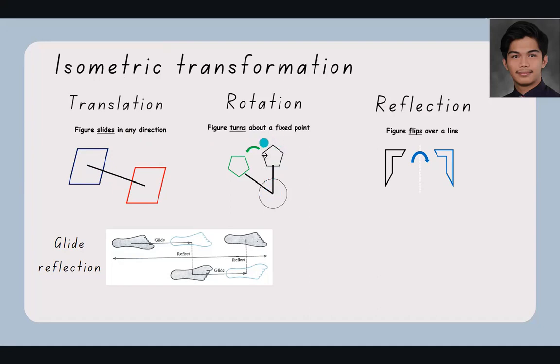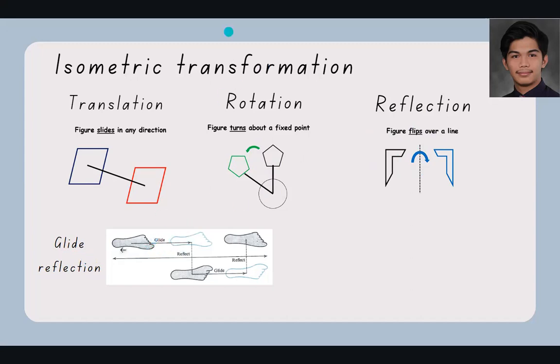In this case, we can observe how in its initial position it is rotated to the left, and the image is also proportionate to the angle and the center, where although the image is rotated, its shape and size have been retained. As for the reflection, the figure simply flips over the line, just like how a mirror works. And as for the glide reflection, this is a combination of translation and reflection.